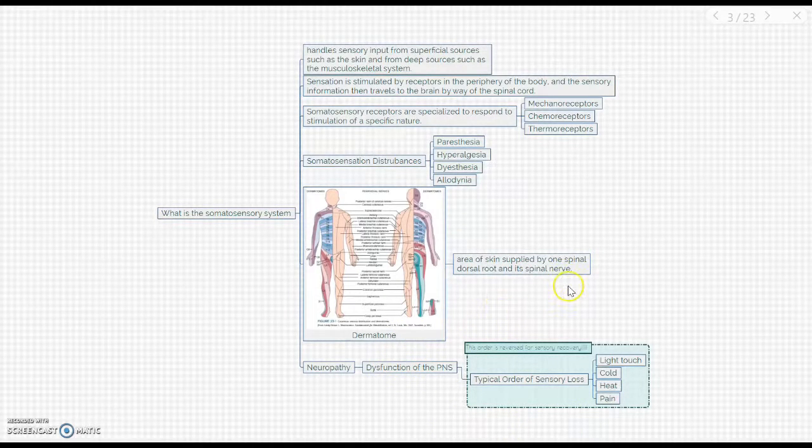A dermatome is an area of skin supplied by one spinal dorsal root and its spinal nerve. This illustration would be a good thing to study to kind of understand the somatosensory system. So dysfunction of the peripheral nervous system. So the typical order of sensory loss is light touch, cold, heat, then pain. This order is reversed for sensory recovery.